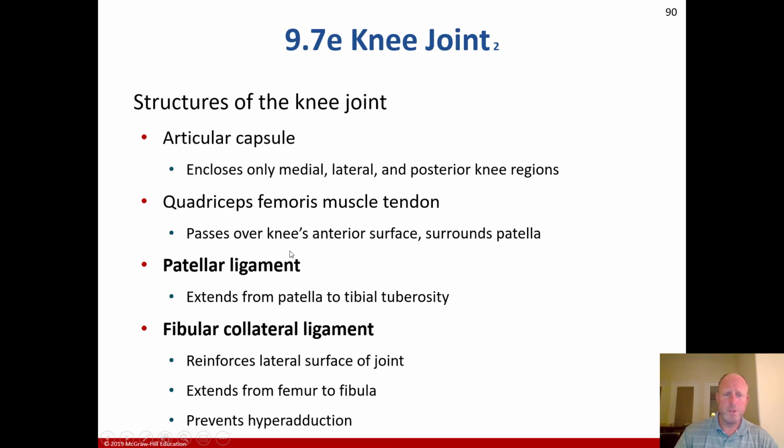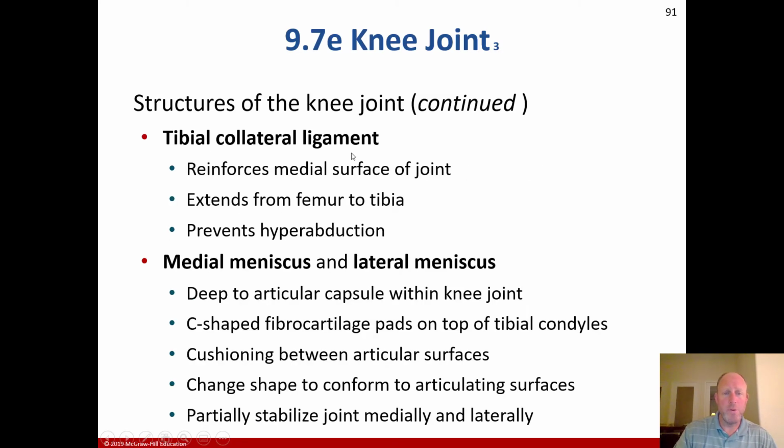For the ligaments, simply we really need to know the patellar ligament extends from the patella to the tibial tuberosity. The fibular collateral ligament helps prevent hyper-adduction, not too much movement inward toward the midline. The tibial collateral ligament prevents hyper-abduction. It basically helps connect that femur to the tibia, and it reinforces that medial surface of the joint. It prevents hyper-abduction, not going too far into abduction away from the midline.